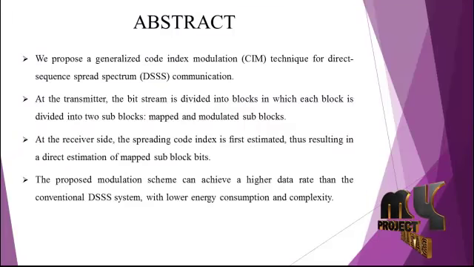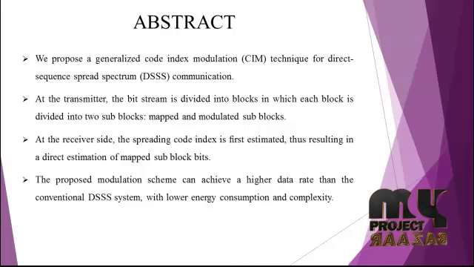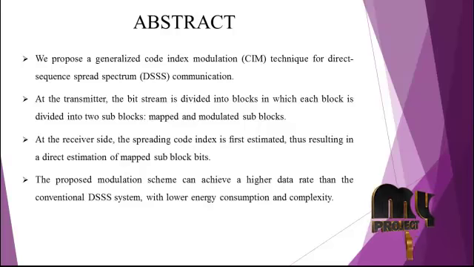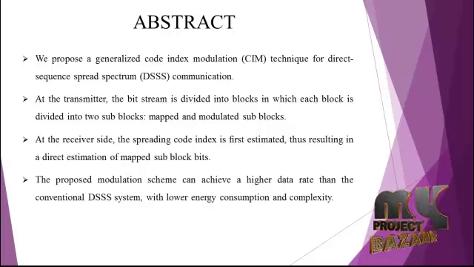The project abstract is: we propose a generalized code index modulation technique for direct sequence spread spectrum communication. At the transmitter, the bit stream is divided into blocks, in which each block is divided into two sub-blocks, mapped and modulated sub-blocks. At the receiver side, the spreading code index is first estimated, thus resulting in a direct estimation of mapped sub-blocks bits. The proposed modulation scheme can achieve a higher data rate than the conventional DSSS systems, with lower energy consumption and complexity.